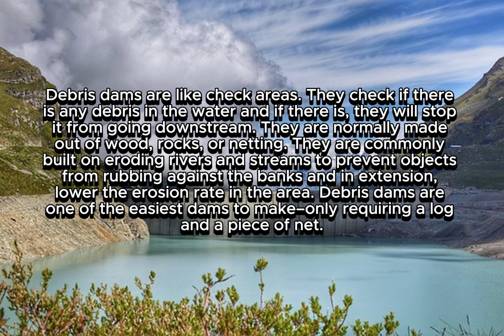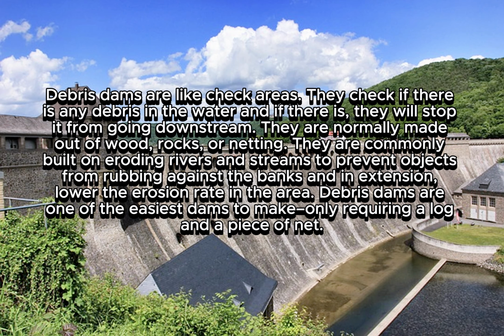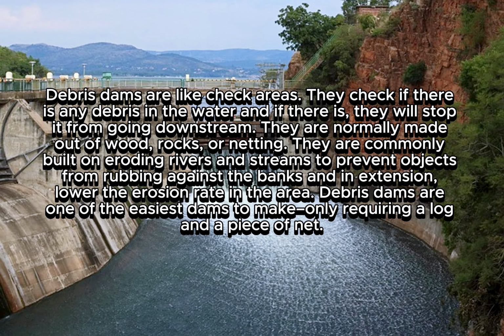They are commonly built on eroding rivers and streams to prevent objects from rubbing against the banks and, in extension, lower the erosion rate in the area. Debris dams are one of the easiest dams to make, only requiring a log and a piece of net.